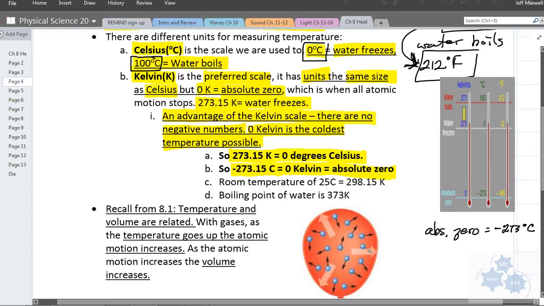A couple more temperatures, if you want to put them on your thermometers, you can. It doesn't really matter. But room temperature is about 25 degrees Celsius, right? 24, 23, 25, somewhere around there. And that would be 298 Kelvin. About 298. That's 273 plus 25. The boiling point of water is at 373 Kelvin, and you do see that on this scale too.